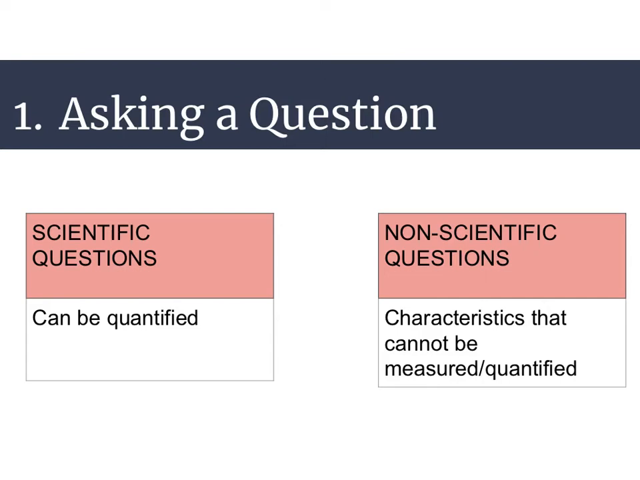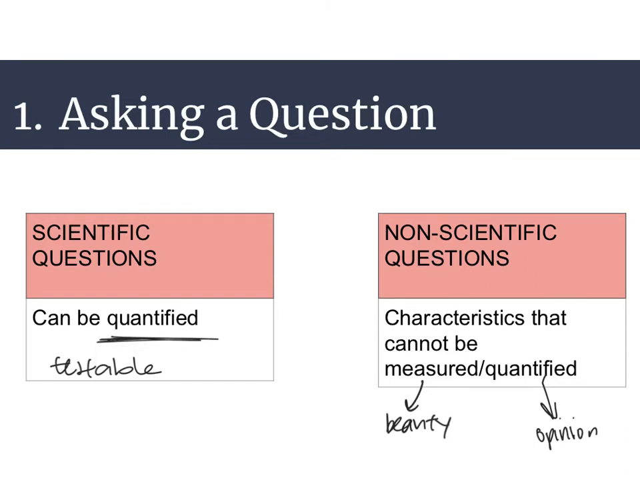Scientific questions can be quantified. Okay, they can be quantified. They're testable. However, non-scientific questions are questions that we can ask. But they contain characteristics that cannot be measured or quantified, such as beauty. Okay, the one that we observed was beauty. And another characteristic that can't be quantified is opinion.